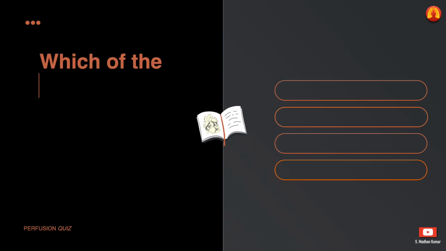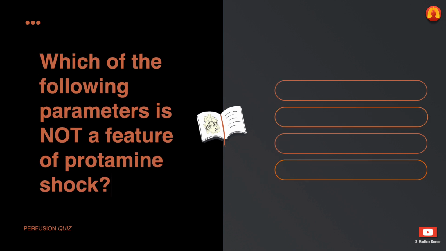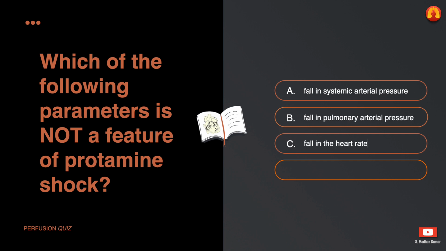Which of the following parameters is not a feature of protamine shock? A. Fall in systemic arterial pressure. B. Fall in pulmonary arterial pressure. C. Fall in the heart rate. D. Rise in CVP. The correct answer is fall in pulmonary arterial pressure.